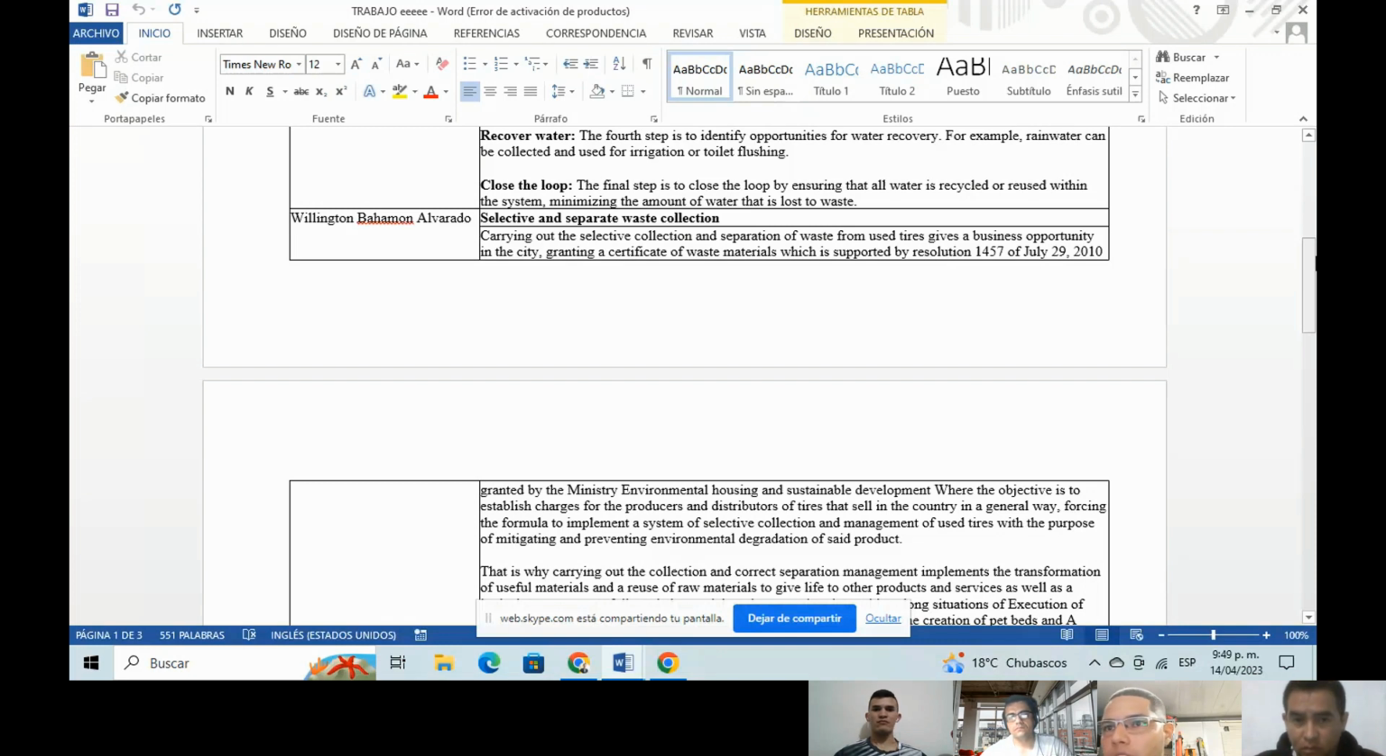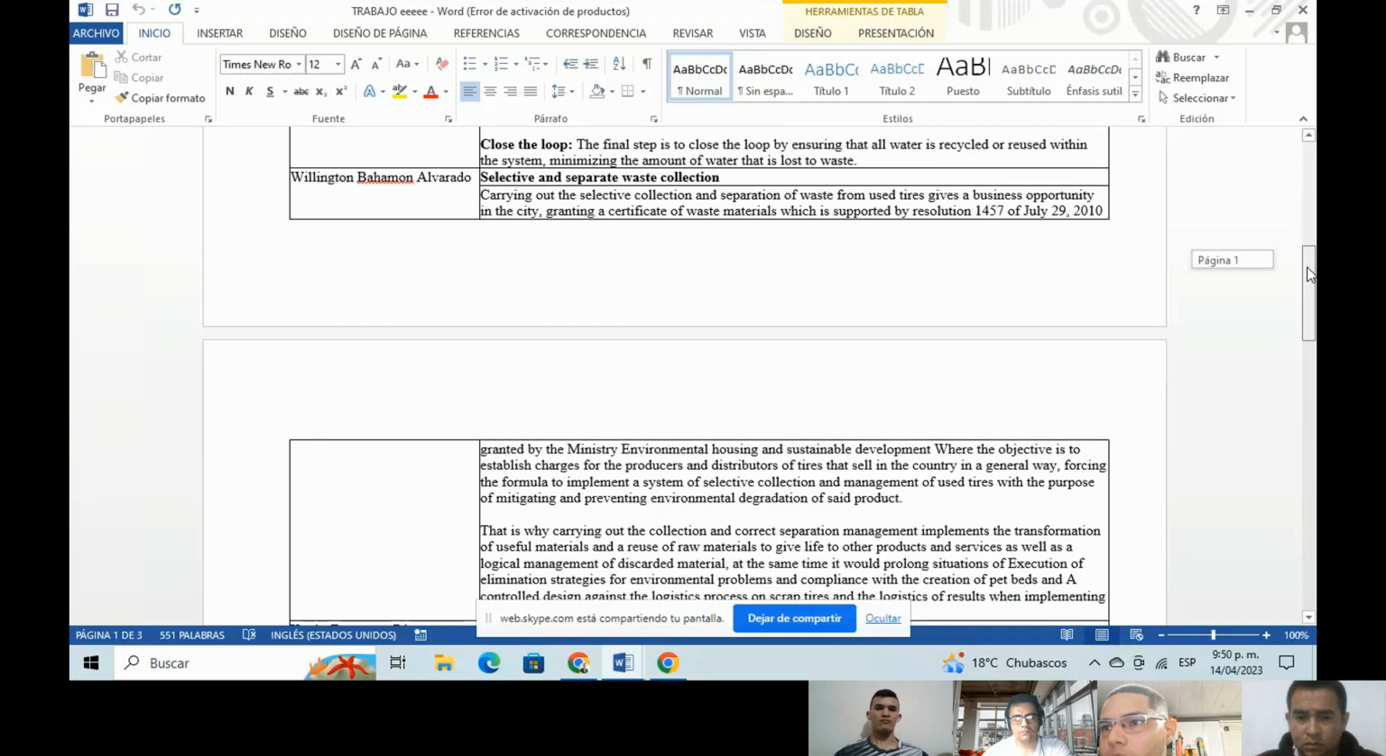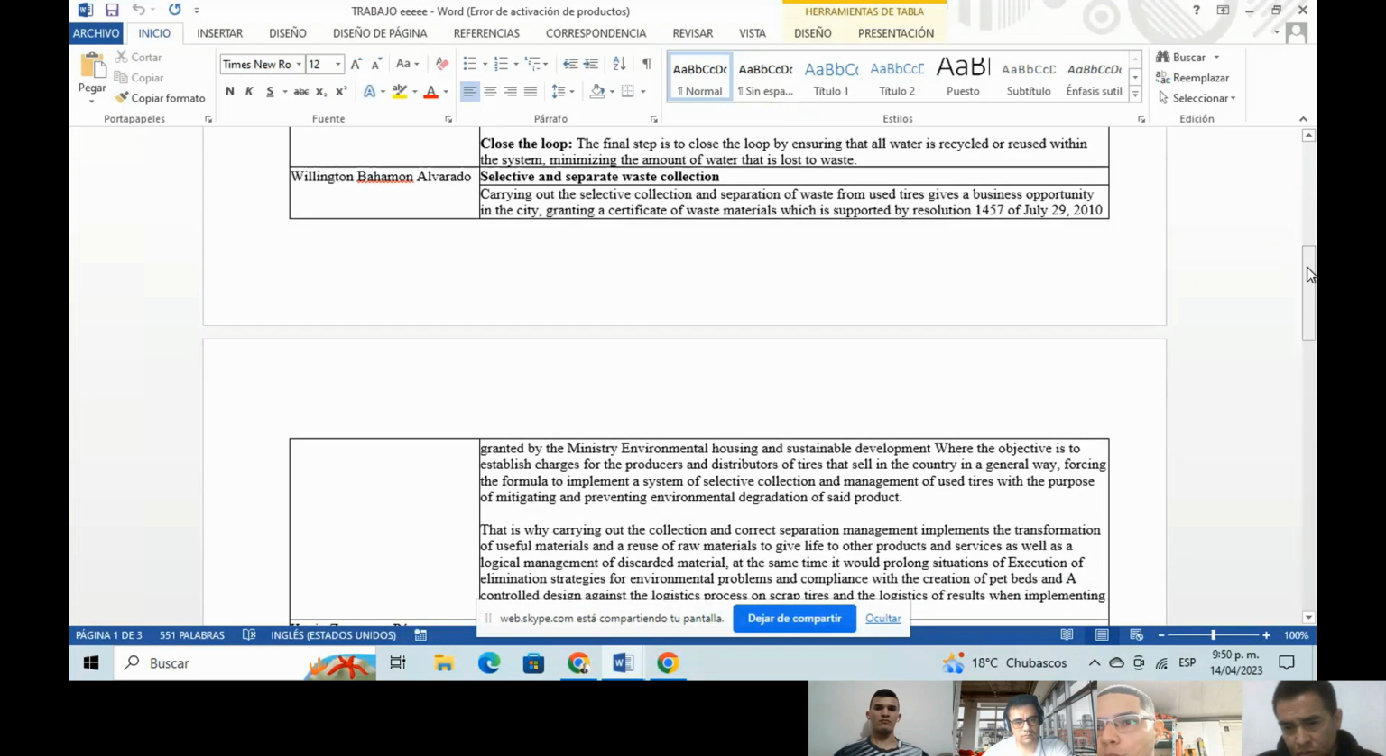The fourth step is recovering water. We have to identify opportunities for water recovery. In this step, for example, rainwater can be collected and used for irrigation or toilet flushing. And the final step is close the loop, by ensuring that all the water is recycled or reused within the system, minimizing the amount of water that is lost to waste.